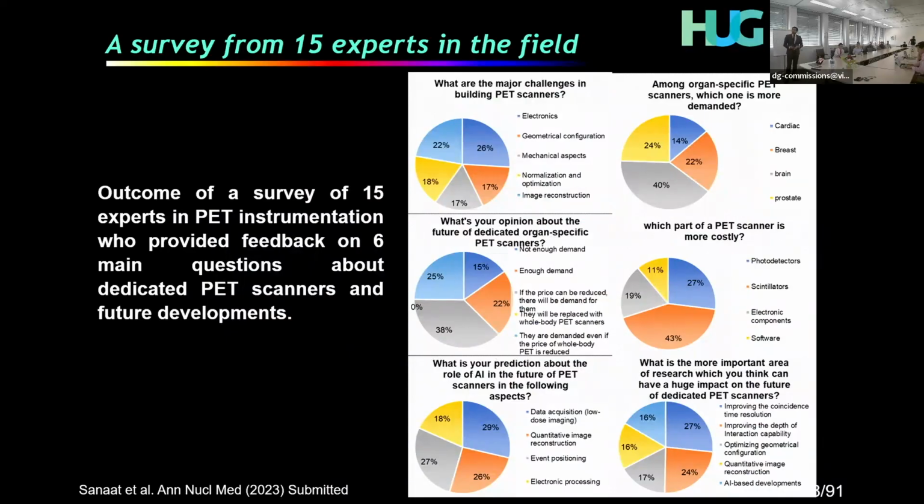We also asked them which part of the PET scanner can be more costly, and they believe the photodetectors and the scintillator are more costly and need more work to reduce their price. We also asked them about the most demanding area of research in the case of dedicated PET scanners, and they believe working on improving the coincidence time resolution, improving the depth of interaction capability, and optimizing the geometrical configuration is very demanding in the future.